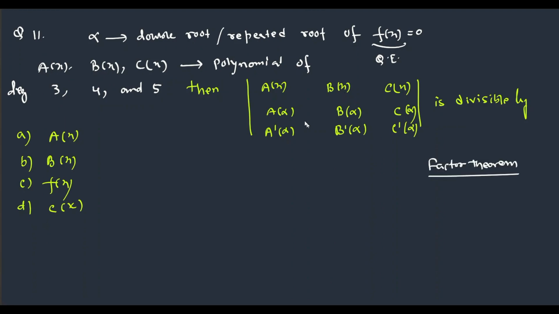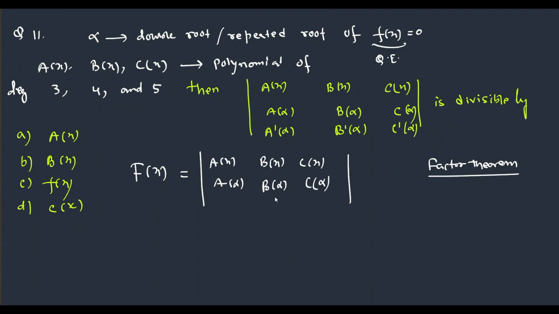function of x only, because these alpha are constant numbers. So you can write this function as capital Fx. So capital Fx is the function of x, ax, bx and cx. Then you have a alpha, b alpha and c alpha, these are the constants. Then the derivative has a dash alpha, b dash alpha and c dash alpha.